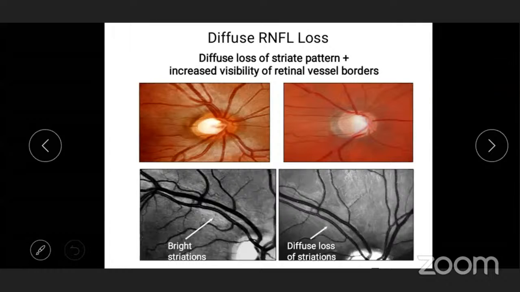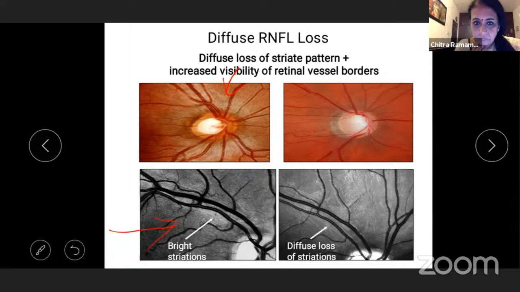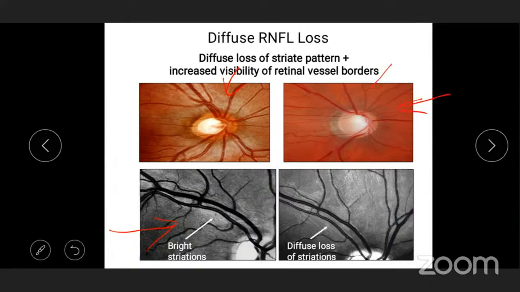So, the diffuse RNFL loss: once you have a sector defect, in contrast, you can see it nicely, which I showed you in the previous slide. But look at this. The normal RNFL is seen here in between the blood vessels with these bright striations, also seen with the red-free photograph, the bright striations in the vicinity of the blood vessels. And in glaucoma, you can see these striations in between the blood vessels are missing. So that becomes more of a feature of diffuse RNFL loss, which is when it is there all 360 degrees. The same thing can be seen here: the striations are lost in between the blood vessels in the red-free photograph.